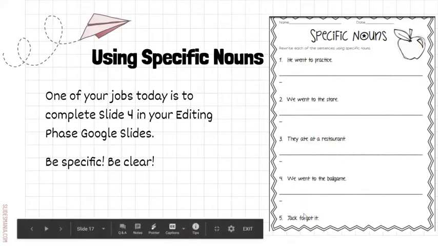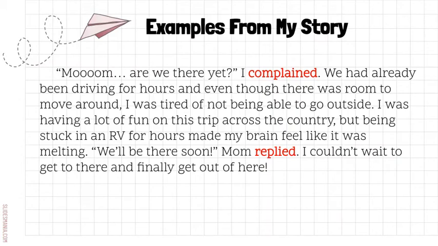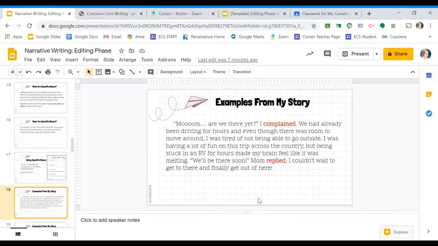So there's a couple more examples, and your job is just to use specific nouns to tell me what's going on in these sentences. After that, we're going to look at our own stories and put in some of our own specific nouns. So let me show you what that will look like. All right, so here is my story, and I still have the red highlighted from our strong verbs. Today, you're going to be changing the font color to blue.